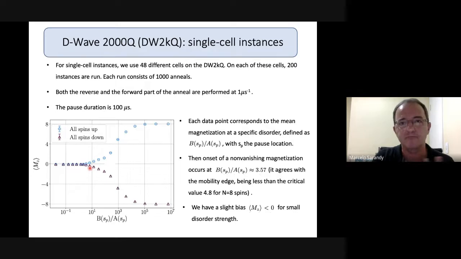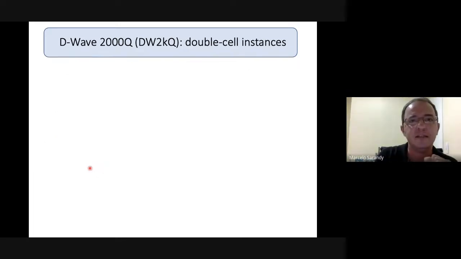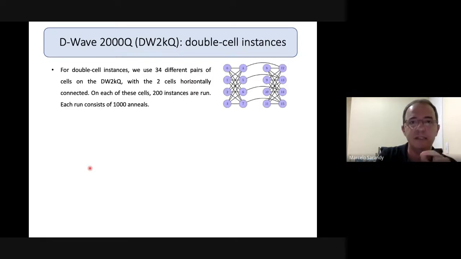Okay, so let me go a little bit faster here. We also checked what happened for double cell instances. Instead of considering a single cell, I consider 2 cells, right? And then we use 35 pairs of cells to implement this realization. Here we use fewer cells than are available in the system because we avoid using the edges and we leave one unused cell between used cells. So we can't use all the cells of the system. The average works better if we use fewer cells, not using neighboring cells to compute averages, okay?